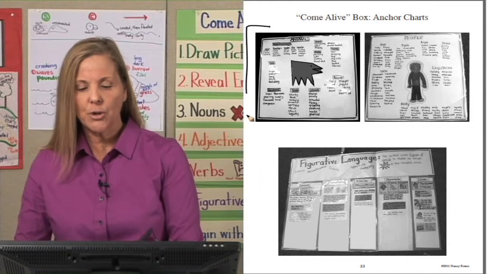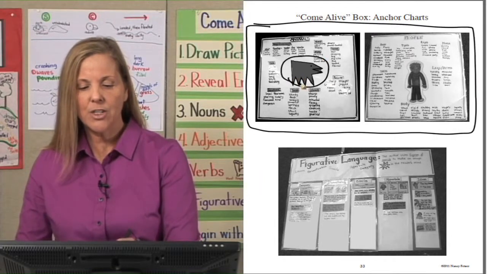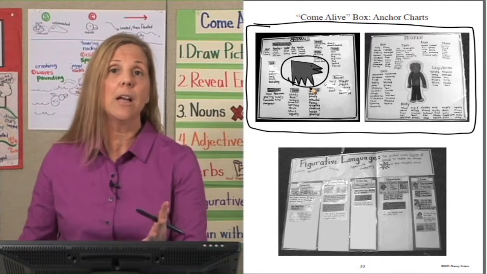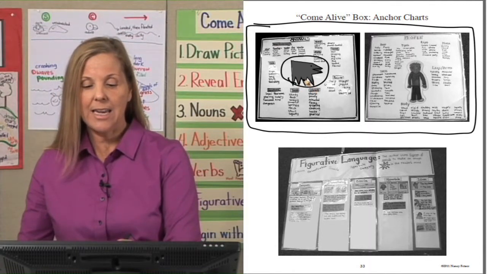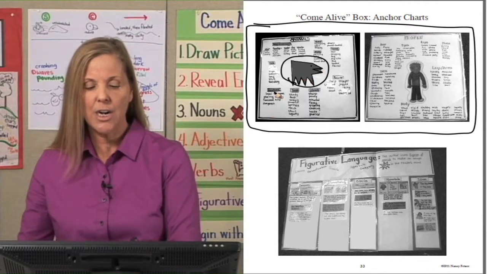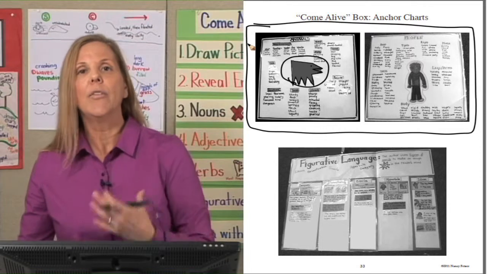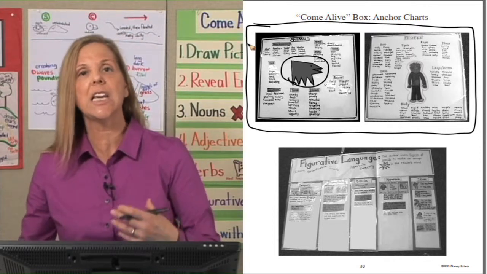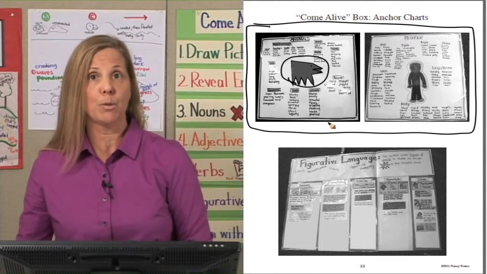On the top of page 33, what you will see is a chart for characters in a story. A character can be an animal or a person. So for the animal, I just have a pretend animal on the chart, and then I start with nouns. So I have all the different parts of the animal, their fur, their claws, their teeth, their eyes. And then I have descriptive words underneath those parts.